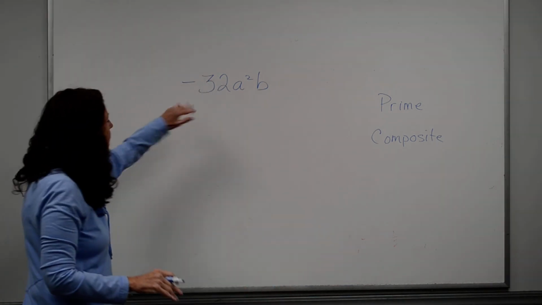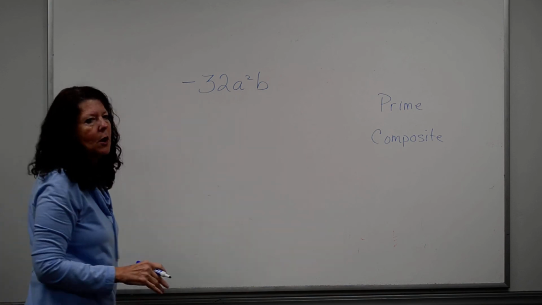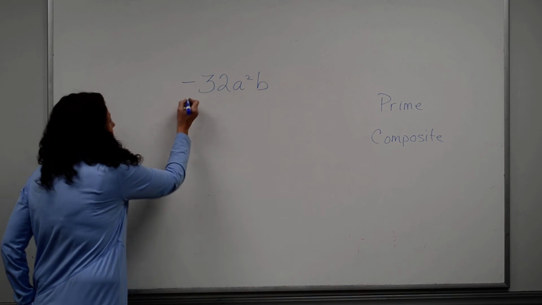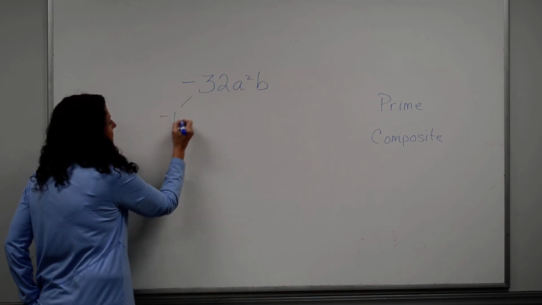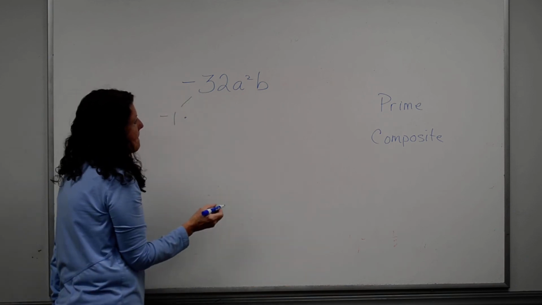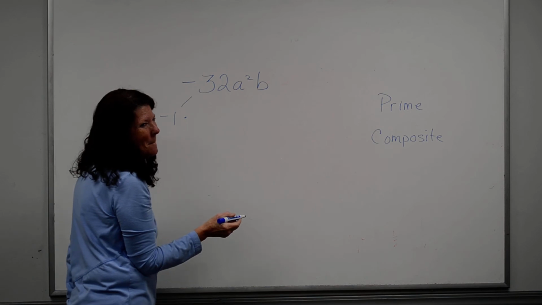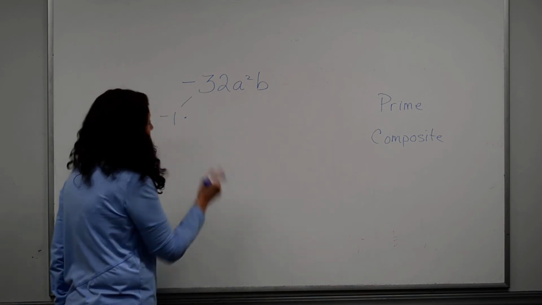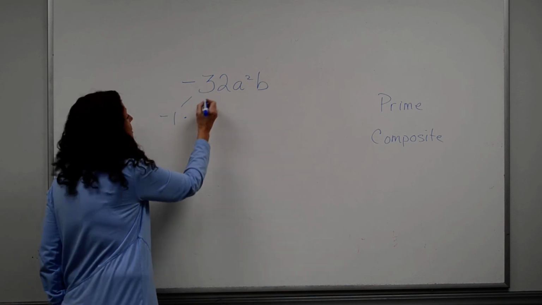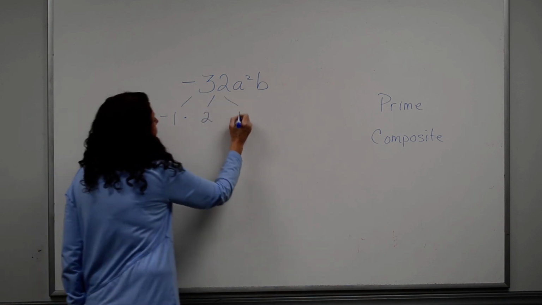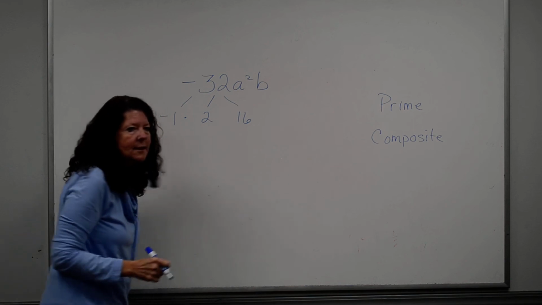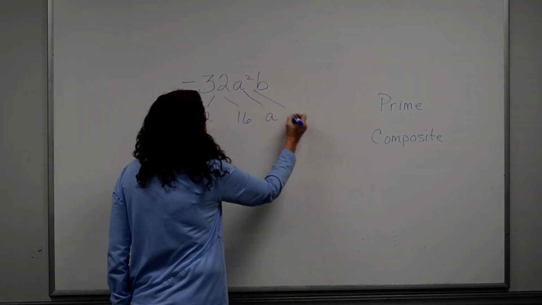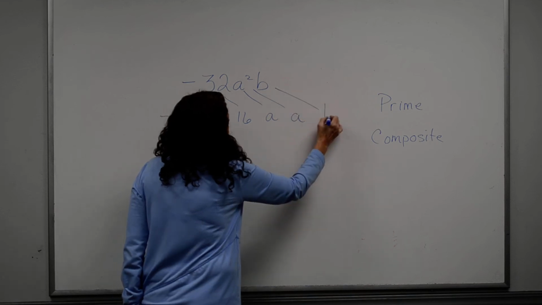Okay, what's going to be my first row of that factor tree? What am I going to do? -1. If it's got a negative, you've got to bring the -1 down. Now what? 16 and 2. Because you know it's even, so you know 2 is going to go into it. So 2 and 16, what am I going to do about that a squared? 32. Okay, a times a, and then b.